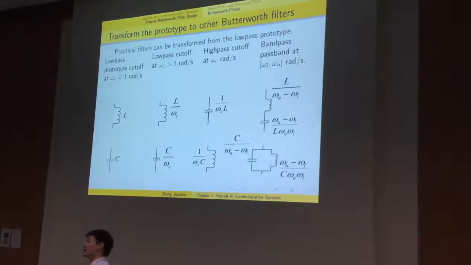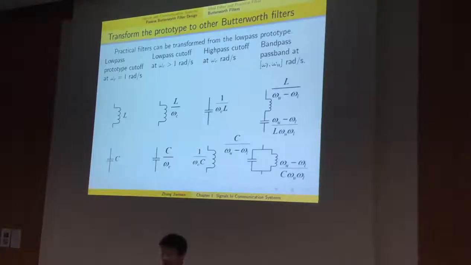If you ask me to design a low pass filter with cutoff frequency 100 radians per second, I can start to design a low pass prototype first. I can figure out G1, G2, and G3, for example, if n equals 3. Then I can map the components to the practical ones by using this table.